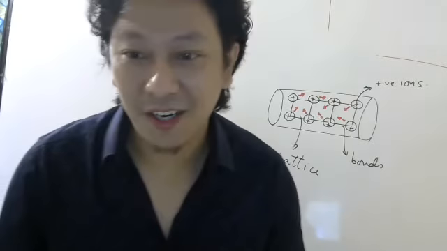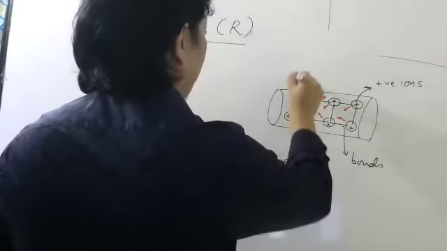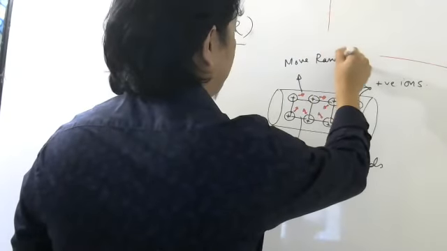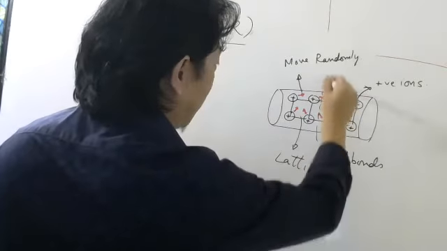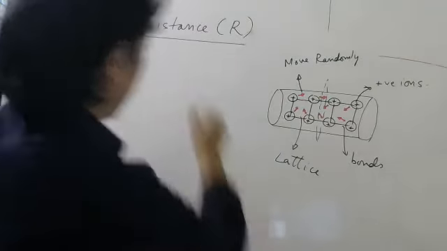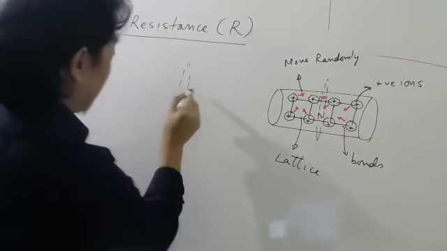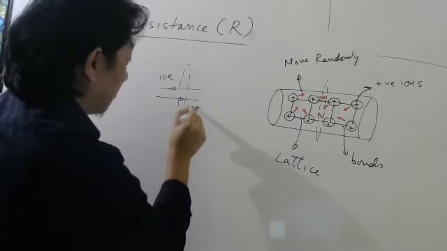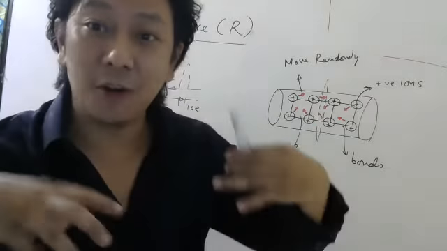As many of you have already answered, there is no current because these electrons move randomly. That means if you take any cross section here, imagine any cross section here, if 10 electrons are coming this way, 10 electrons will be going this way also, because it is random. Random means you cannot predict the direction.